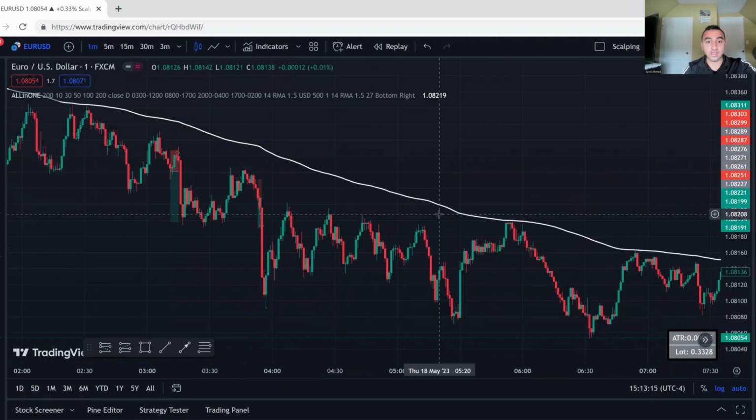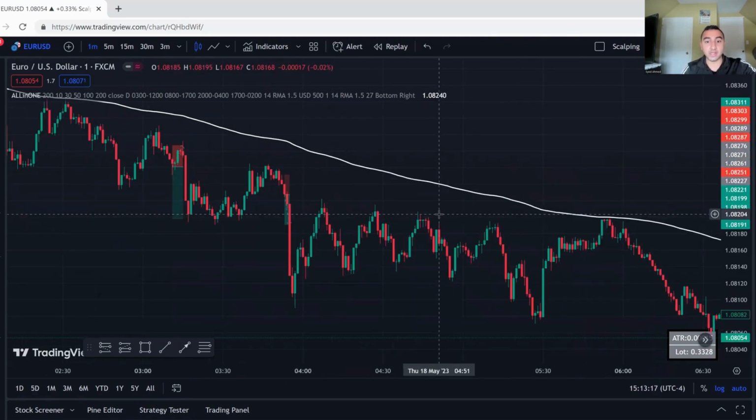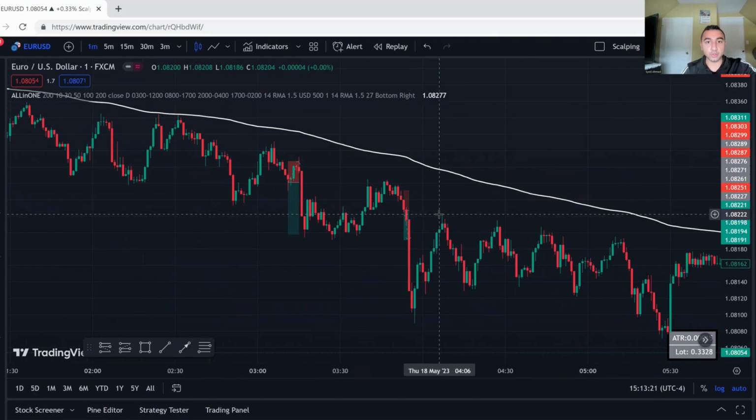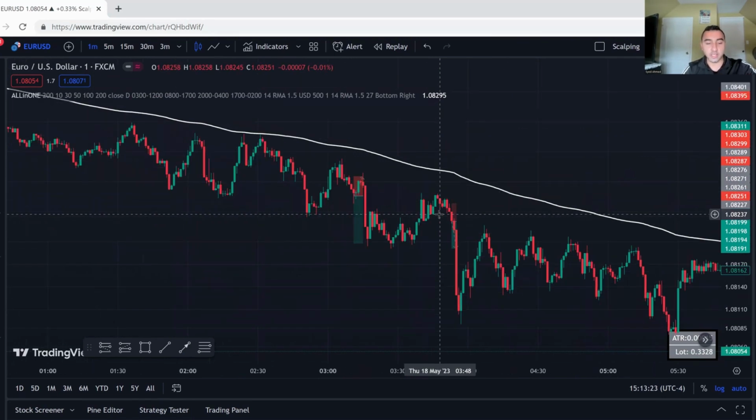And I'm not giving you any super crazy cherry-picked examples. I just started scrolling. So I've showed you consolidation. I've showed you trends. This indicator works amazingly.